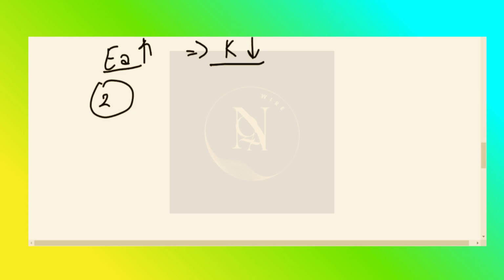The lowest reaction rate will be for reaction number 3. So the lowest reaction rate, K is low, and K high. The lowest reaction rate will be for reaction number 3 because the activation energy is high.